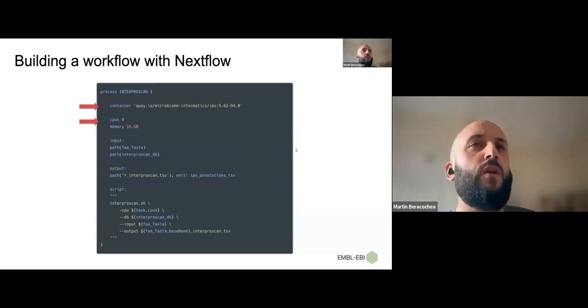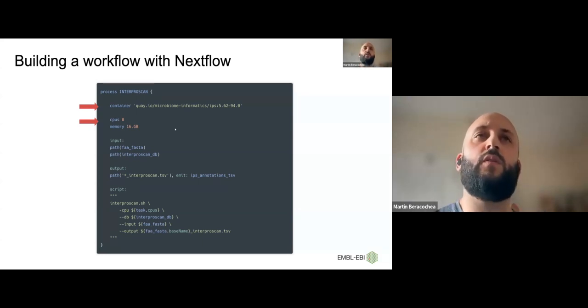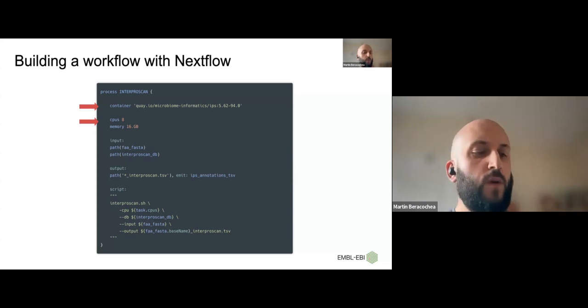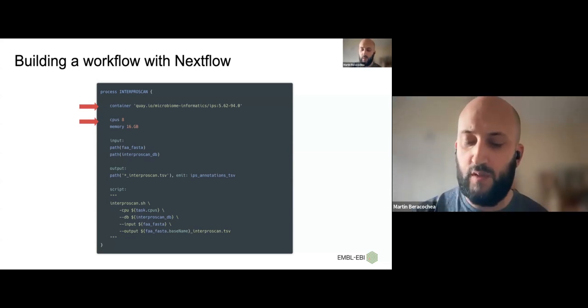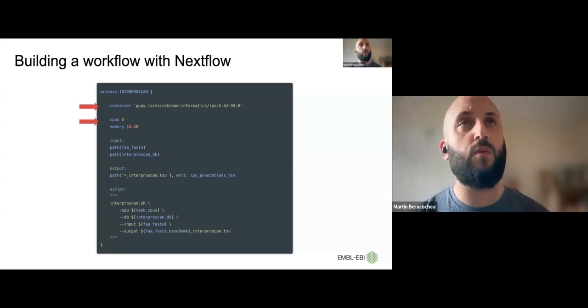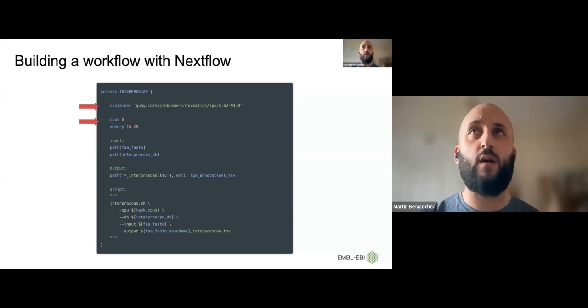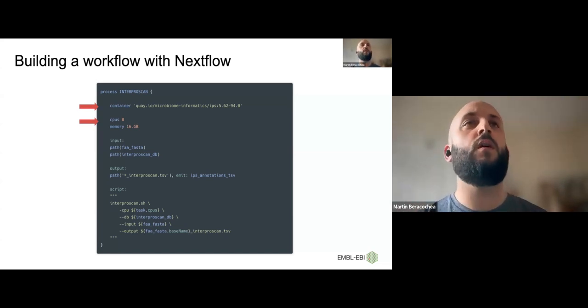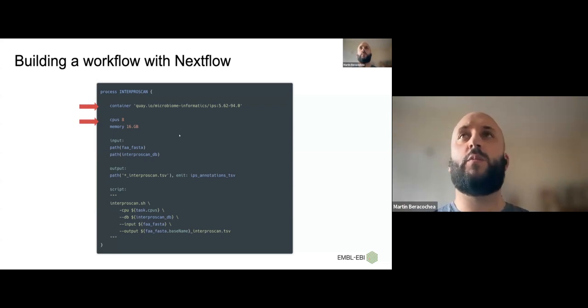The second thing you can look at there is that I am specifying the number of CPUs and memory this process requires. When you think about running your processes outside of your laptop, for example in an HPC cluster or in the cloud, it's quite important to know how many resources any given process is going to need. So this is how you specify this in Nextflow.